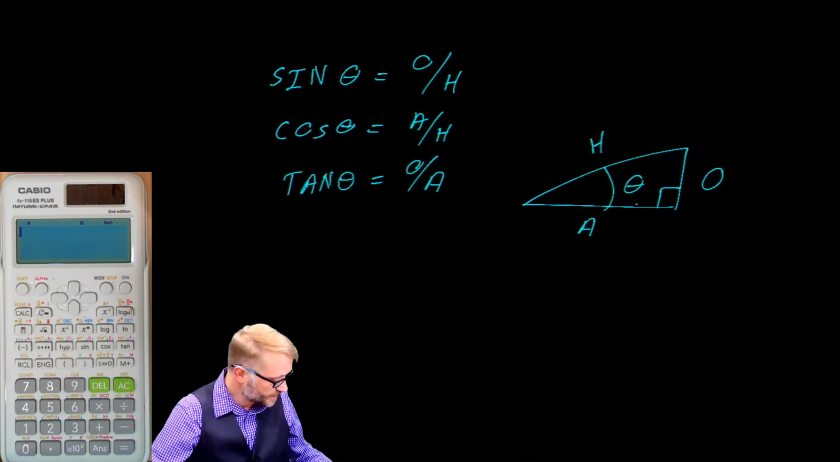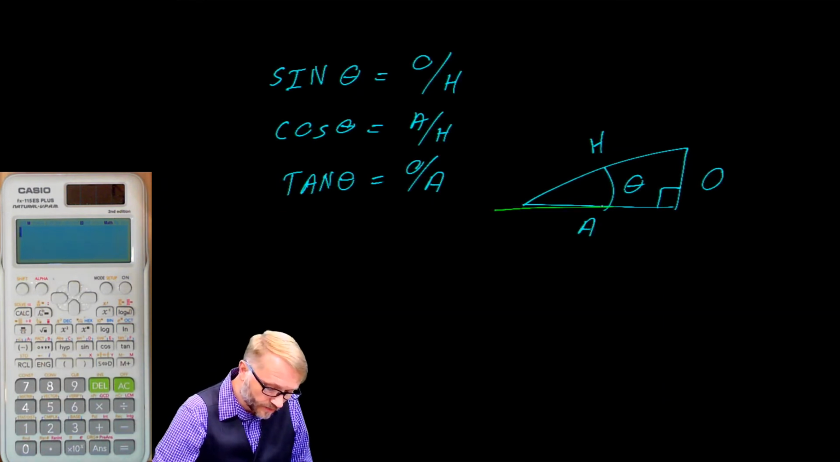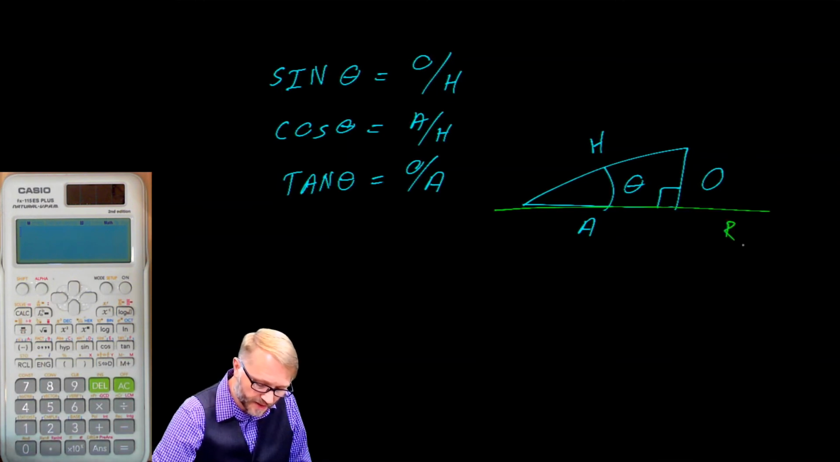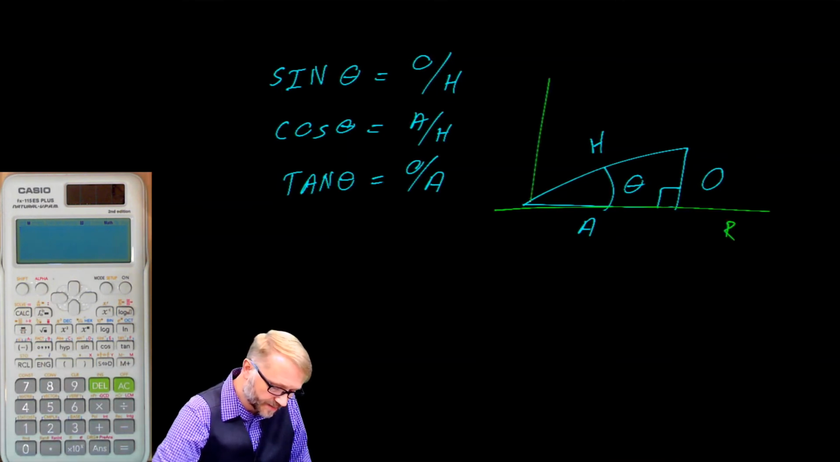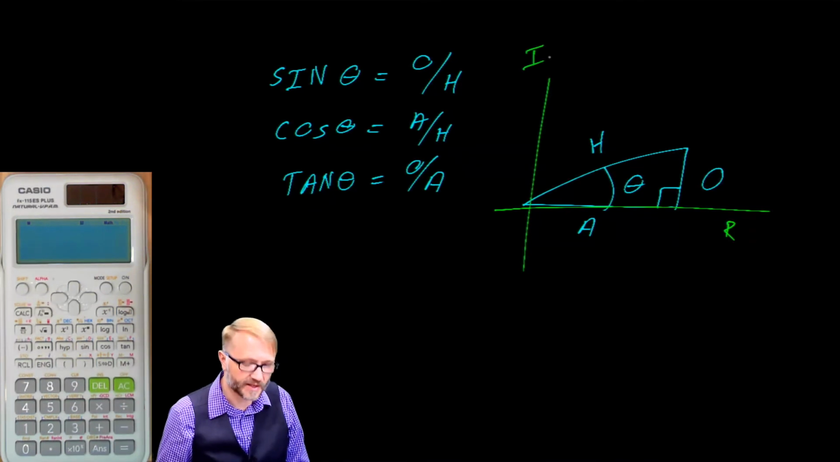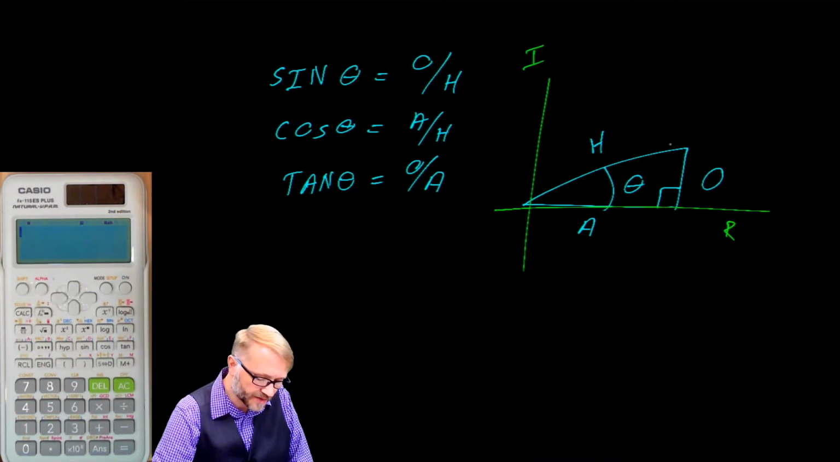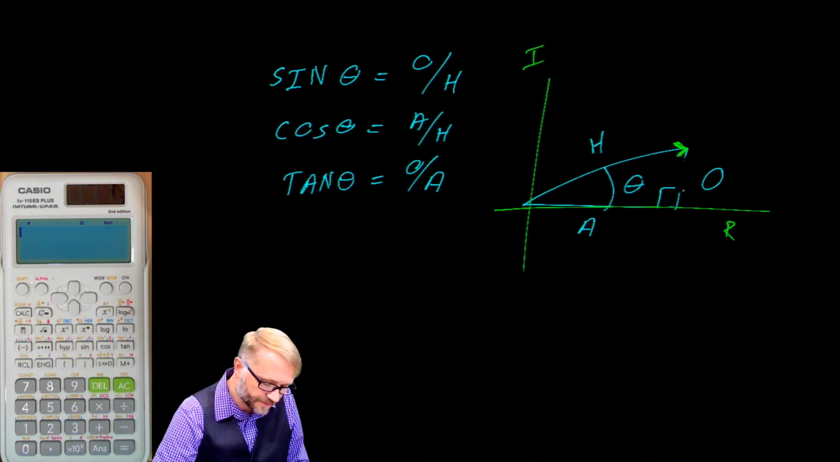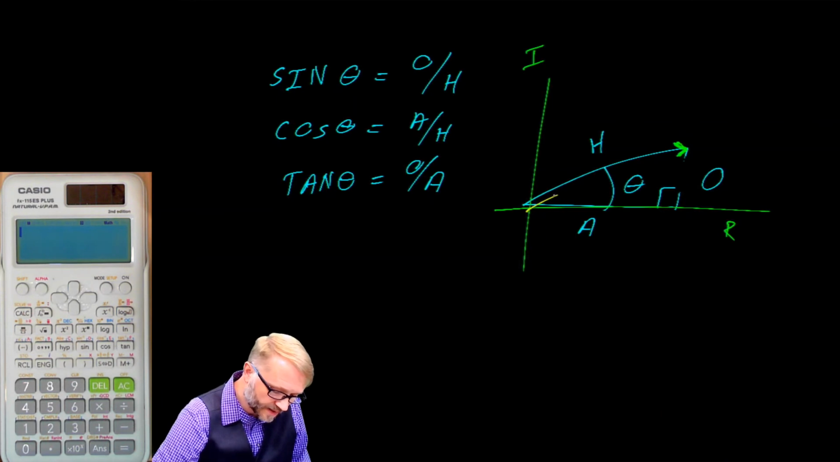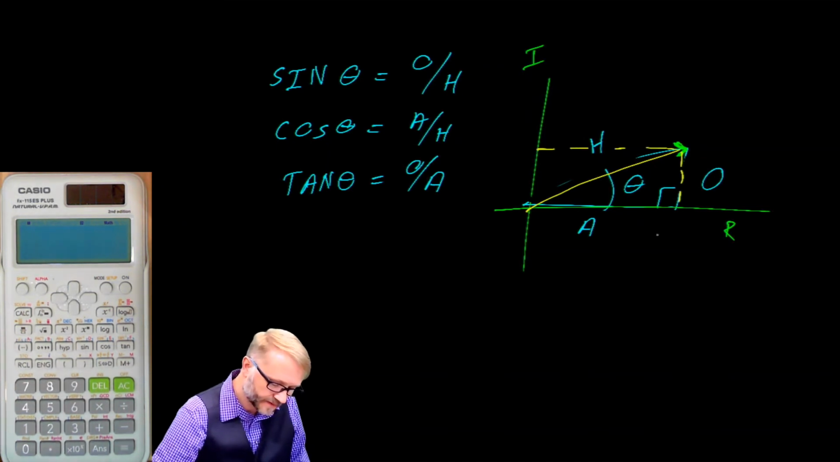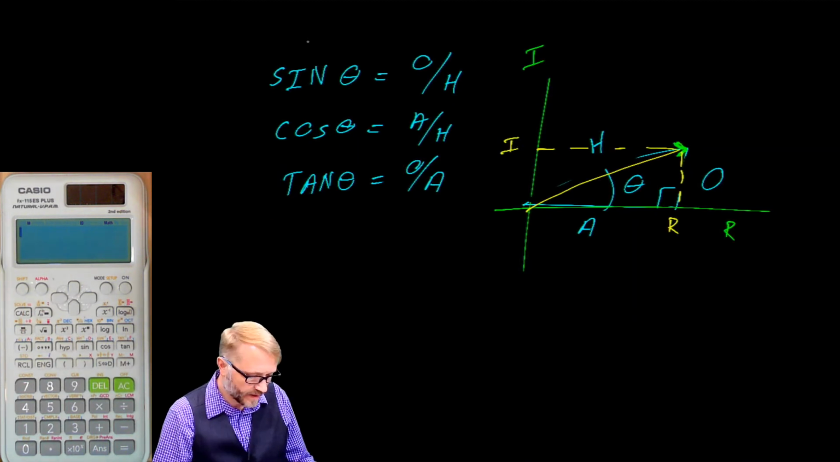Of course, you see where this is going. We're going to make a statement that this is the real axis, and that this is the imaginary axis. So when we were talking about these triangles, what we were really talking about is a vector. We're talking about a magnitude and a direction, where we have the real part and the imaginary part. Let's do one example and then we'll call it a day.